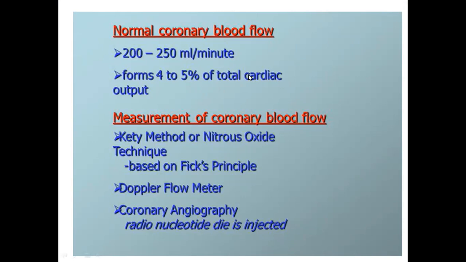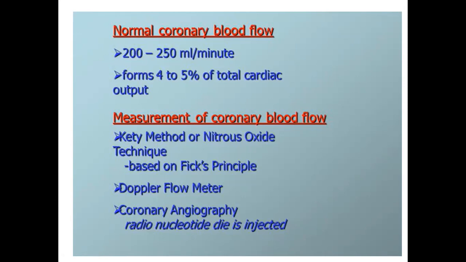Now, remember, I'm going to teach you this later, the cardiac output of the heart in 1 minute. Cardiac output is the volume of blood that is pumped from the heart, from the left ventricle. So when the left ventricle pumps blood into the aorta, in 1 minute, 5 liters of blood is pumped. So cardiac output per minute is 5 liters. Now, 4 to 5% of that 5 liters goes into the coronary circulation.